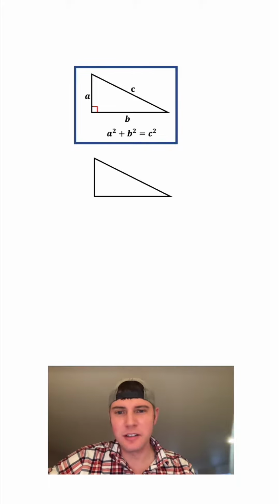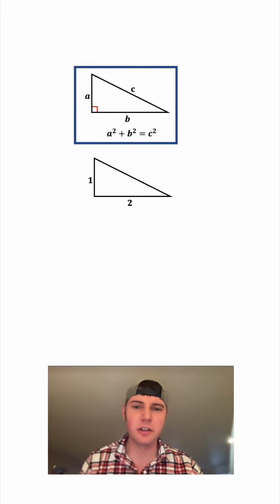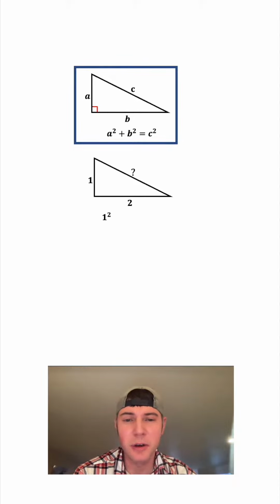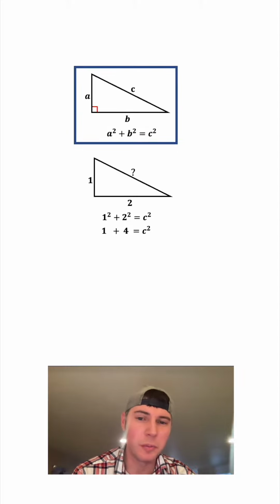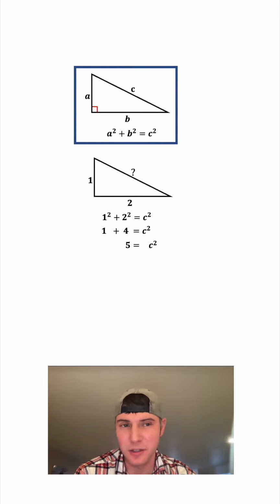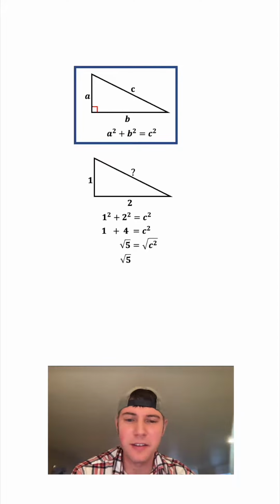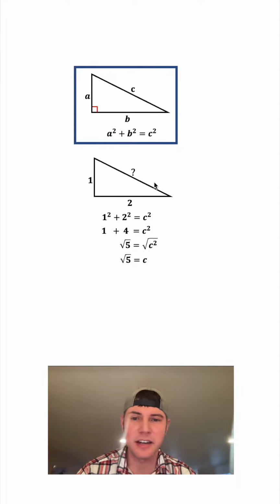So we have a triangle. Let's give this side a length 1 and this side a length 2, and let's find out this last side length. We're going to do a squared plus b squared equals c squared. 1 squared is 1, 2 squared is 4, and then this is just c squared. 1 plus 4 is 5, and that's still equal to c squared. We square root both sides, and this side becomes c. So this last side ended up being root 5.